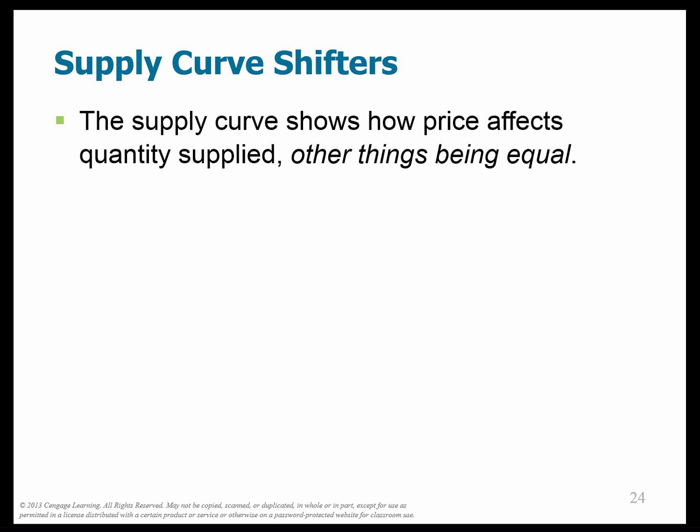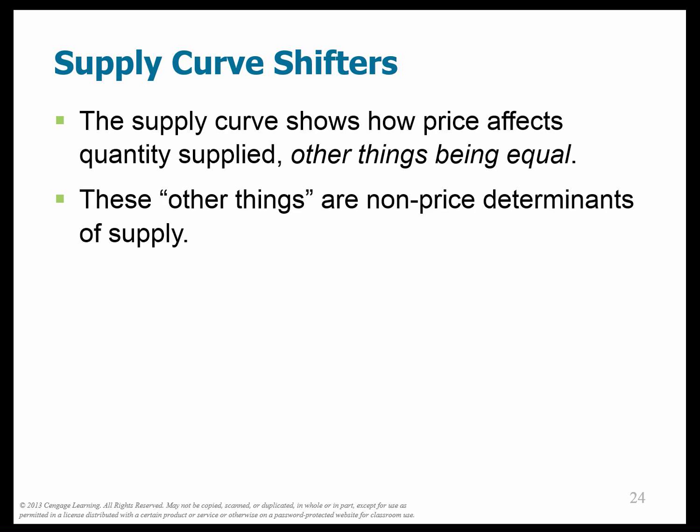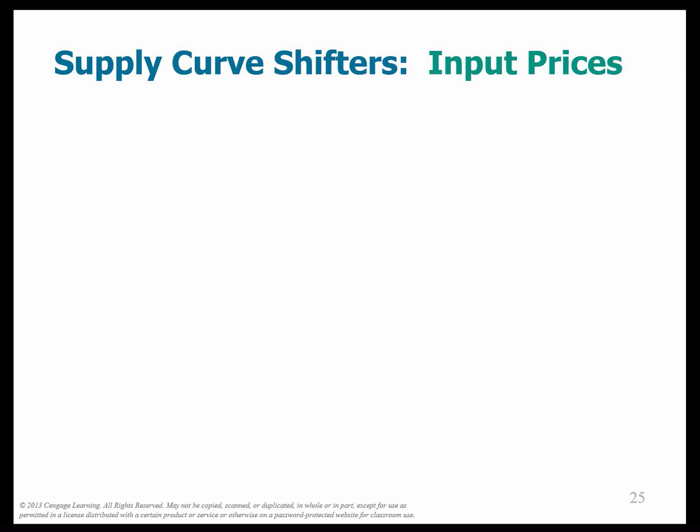If things change, then the supply curve changes as well. Remember, these are non-price determinants, exactly like the demand thing. If price changes, the supply curve doesn't change, it just slides along the supply curve. The only thing that actually changes a supply curve are non-price shifters. So let's take a look at them right now.